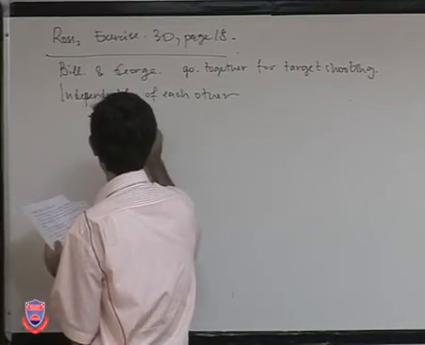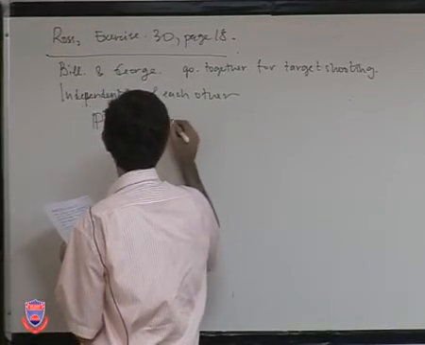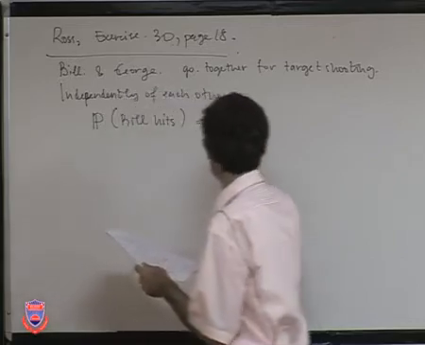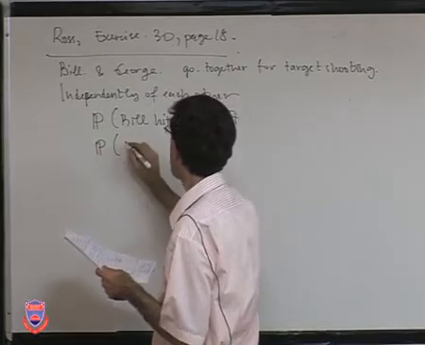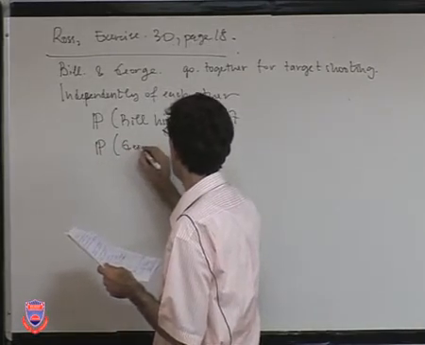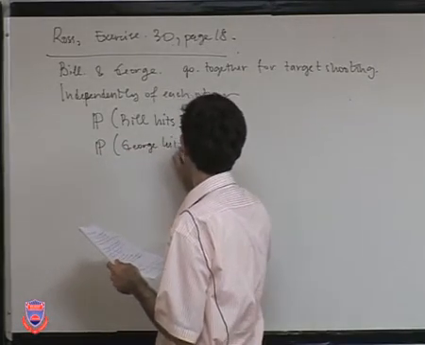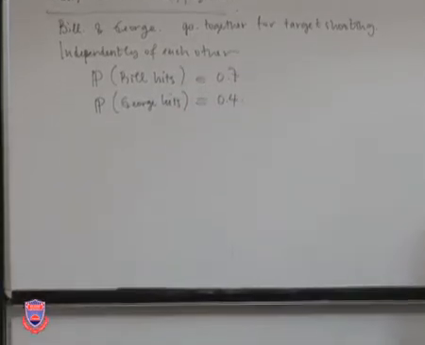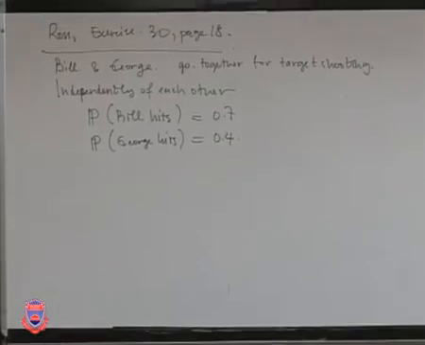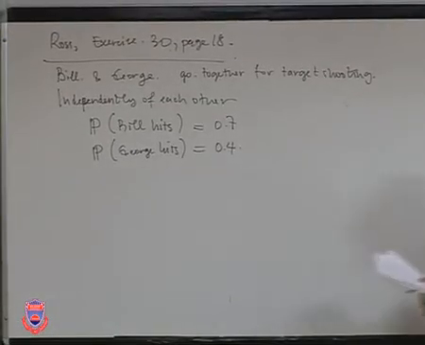The probability that Bill hits the target is 0.7. And the probability that George hits the target is 0.4.